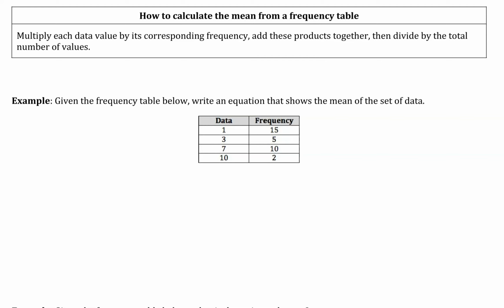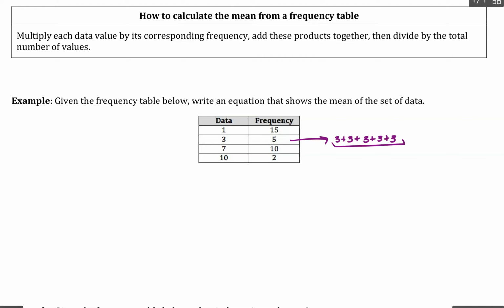Given the frequency table below, write an equation that shows the mean of the set of data. Okay, so what equation will do that for us? First, we want to write an equation that will gather all the values of the data. For example, this row in our frequency table means that the data value 3 is listed 5 times. So we really want 3 plus 3 plus 3 plus 3 plus 3. And then we want that added to all the other data values that are repeated over and over.